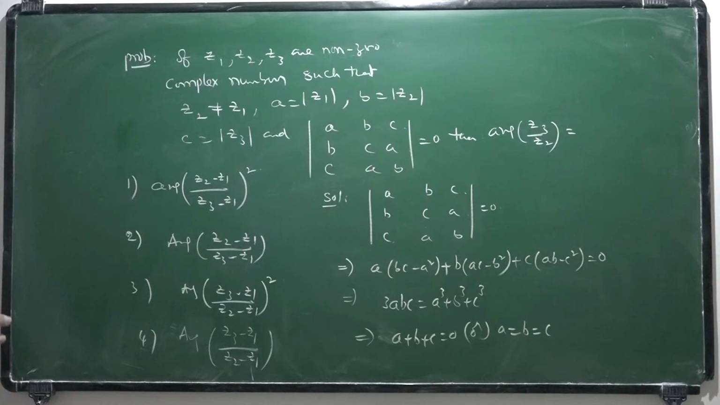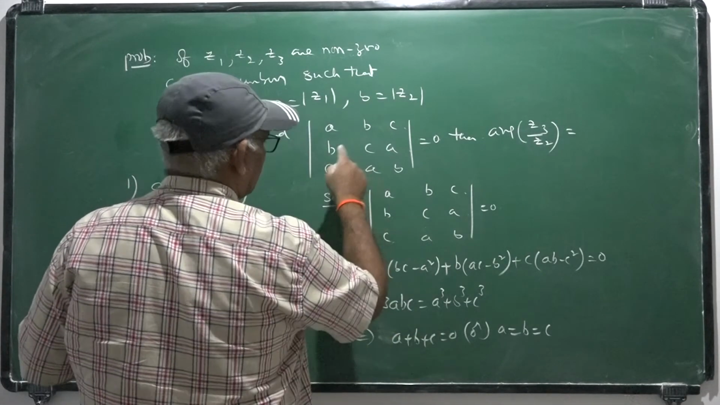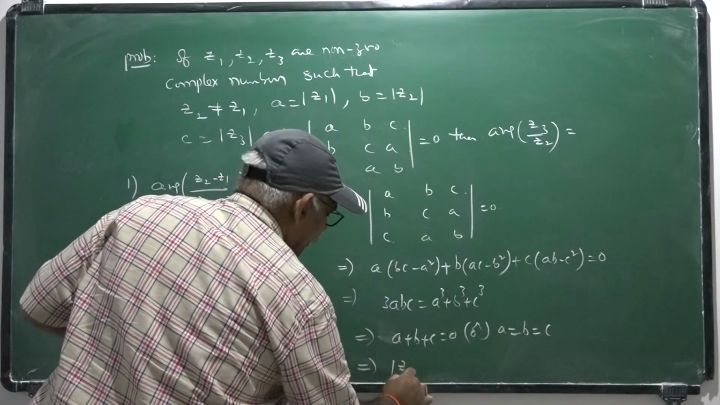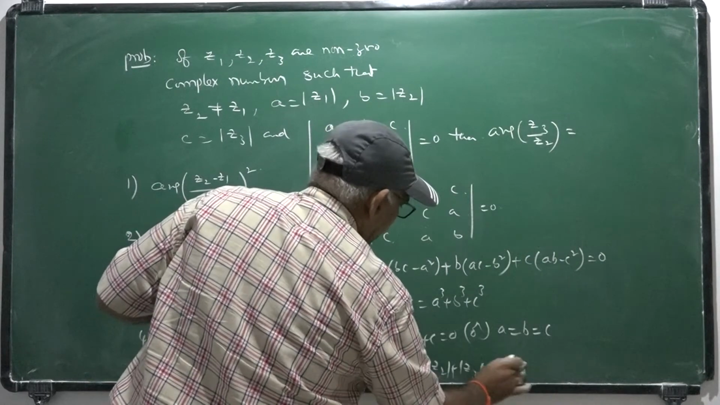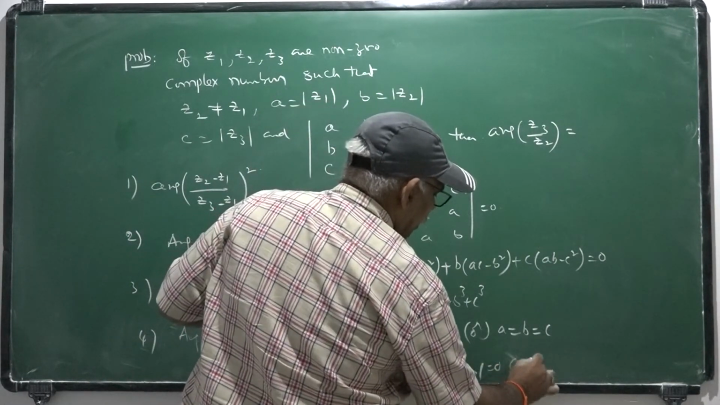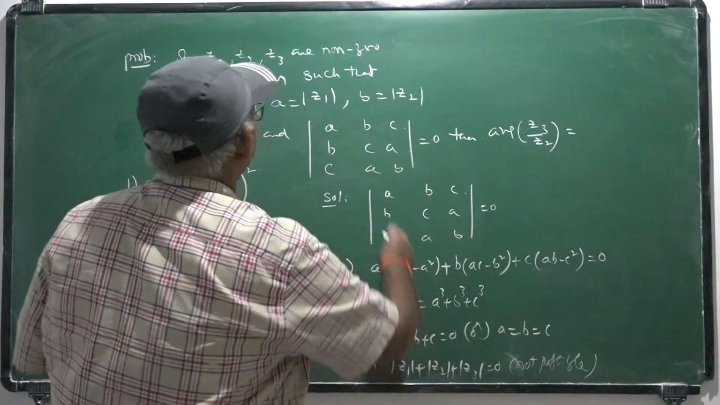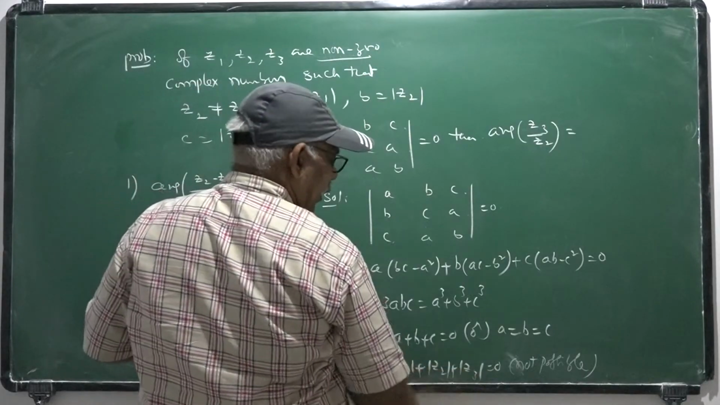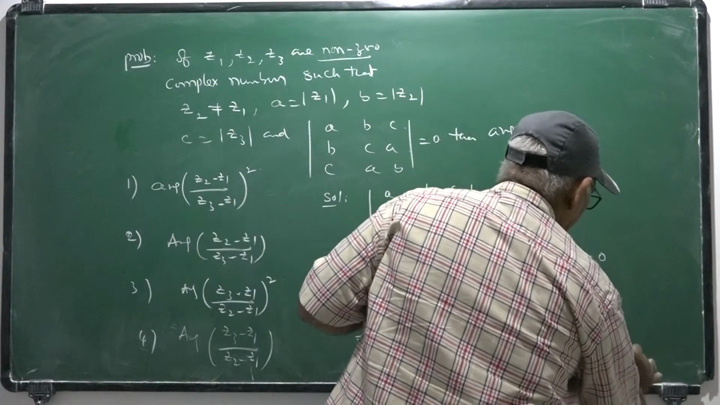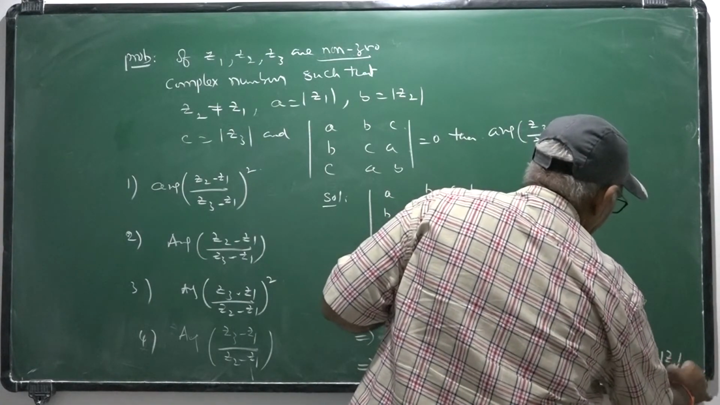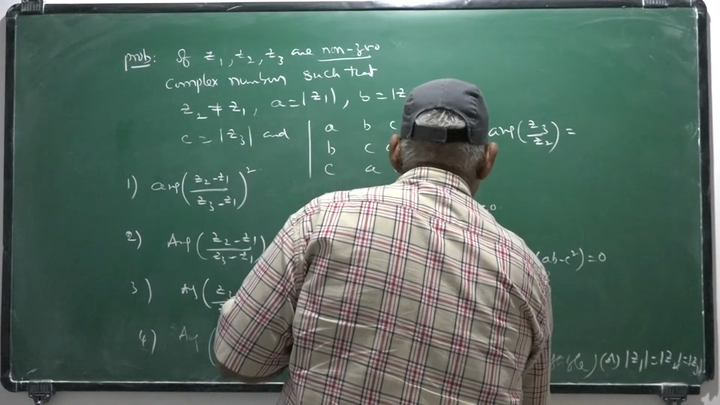A equal to B equal to C means mod Z1 equal to mod Z2 equal to mod Z3. But A plus B plus C equal to 0, that is mod Z1 plus mod Z2 plus mod Z3 equal to 0, is not possible, since the modulus values are non-zero, so it cannot be 0. Or mod Z1 equal to mod Z2 equal to mod Z3, which is possible. This one is possible, this one is not possible.